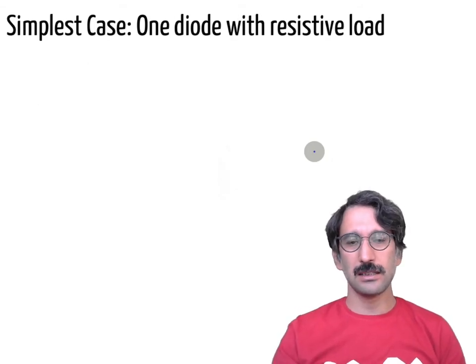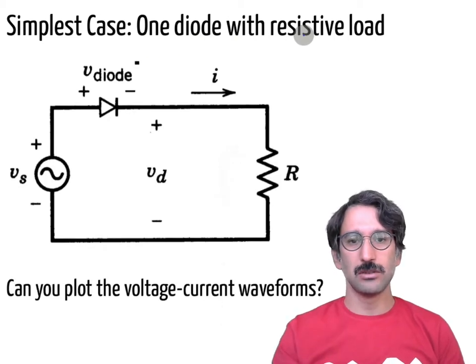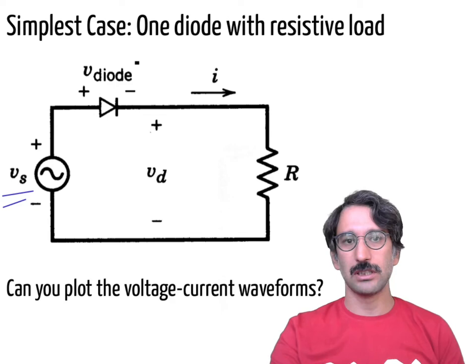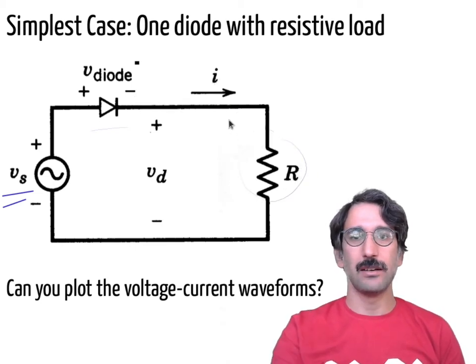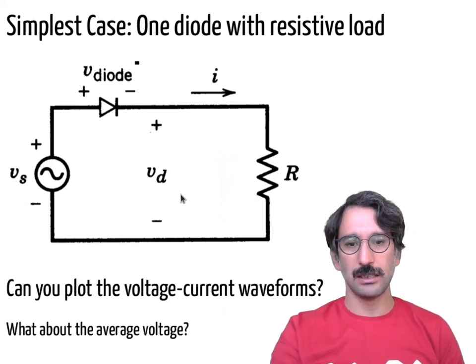So let's start with the simplest case: a diode connected to a resistive load. You can have a system like that where you have the source voltage, and that source voltage is connected to just a single diode, and then we have a resistive load. So let's talk about the output voltages. It is quite simple.